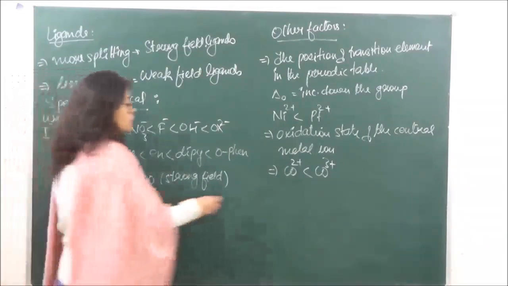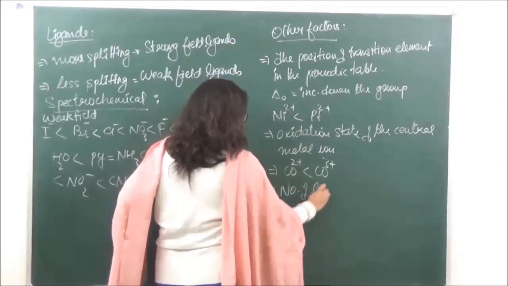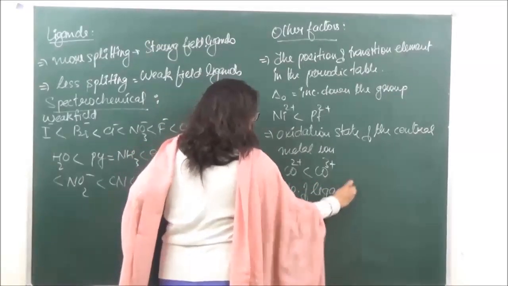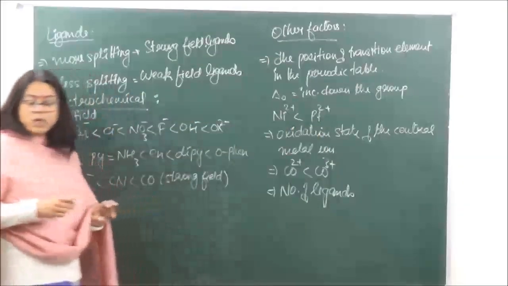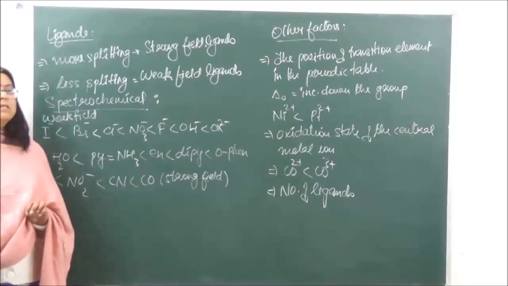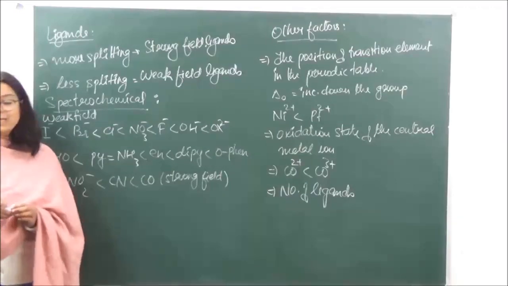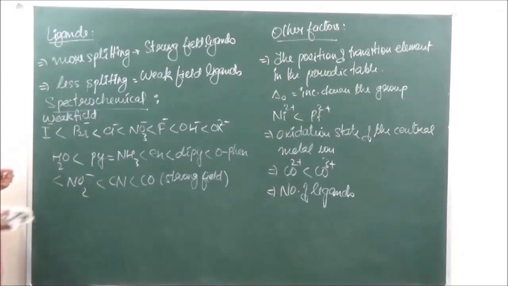Then third, it will also depend upon the number of ligands which approach the central metal atom, and it is seen that crystal field splitting for tetrahedral complexes is 4 upon 9 that of octahedral complexes. So the more the number of ligands, the more the crystal field splitting. Is it clear? So let's now distribute the electrons in case of t2g and eg.